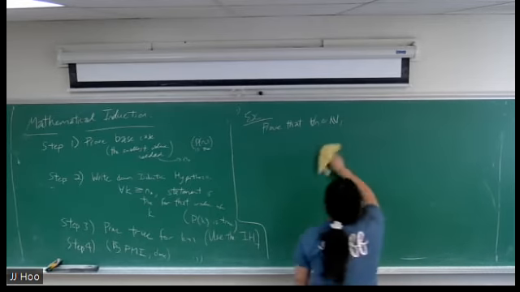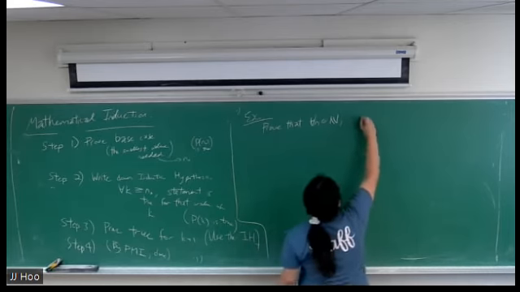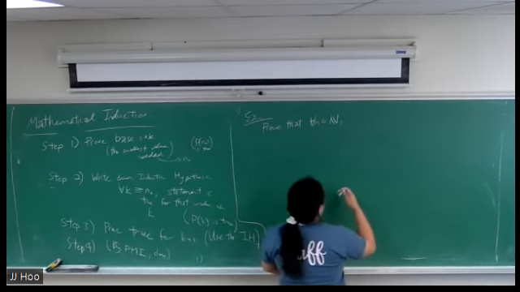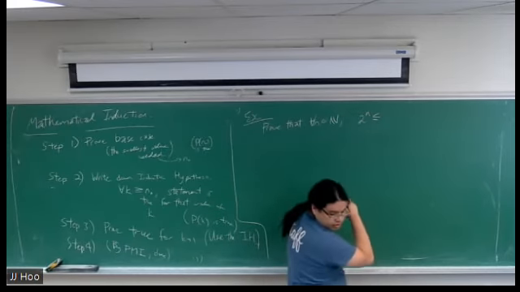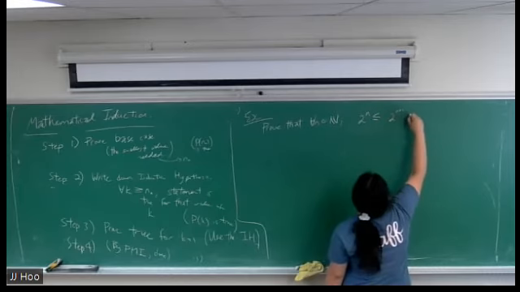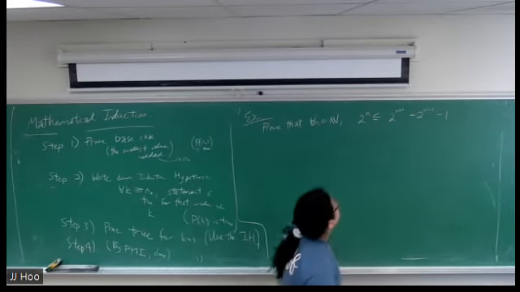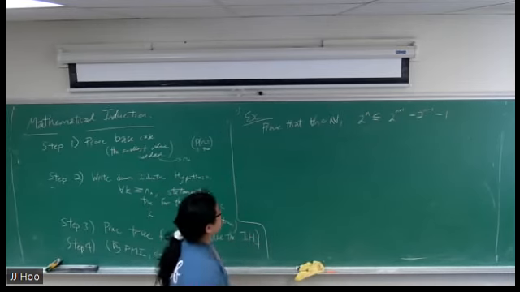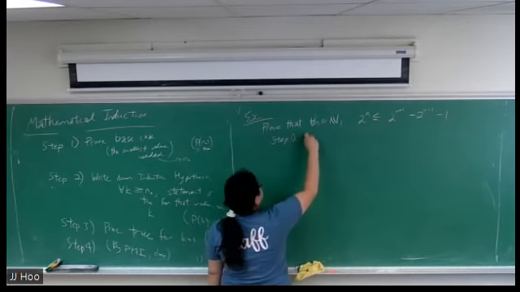So maybe we'll say that, prove that for every n we have 2^n is less than or equal to 2^(n+1) minus 2^(n-1). It looks like we've got a bunch of stuff here, right? So again, we're going to do the same thing. Step 1, base case.